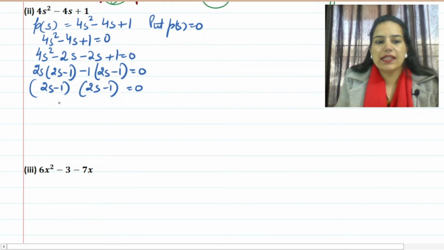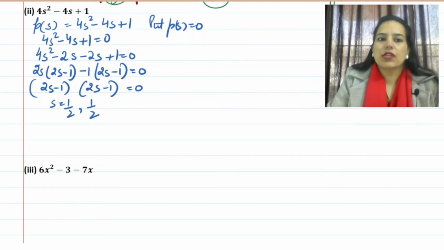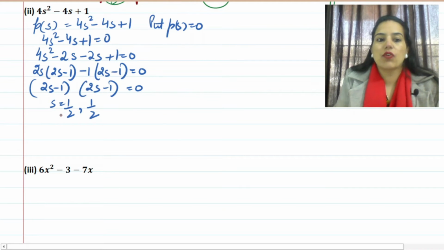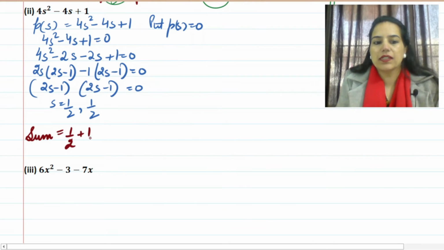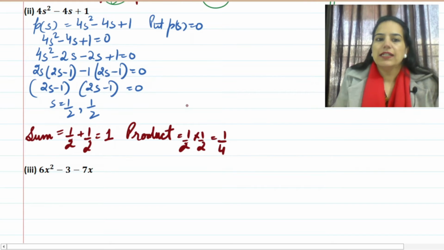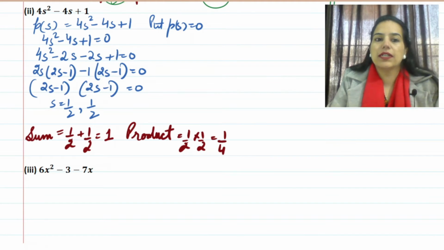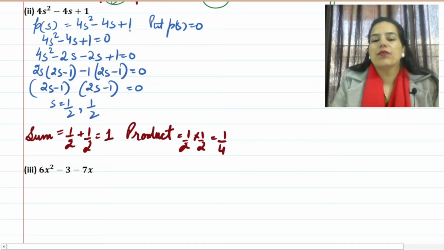So we get s equals to 1 by 2 and s equals to 1 by 2. So now we will find the sum first on our own. So sum of the zeros is 1 by 2 plus 1 by 2, that is 1, and product 1 by 2 multiplied by 1 by 2, that is equals to 1 by 4.